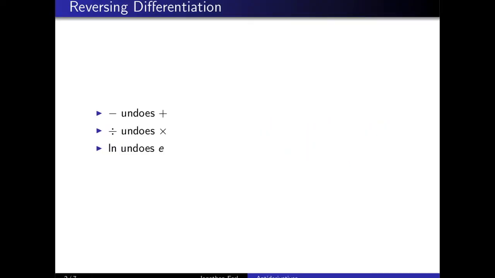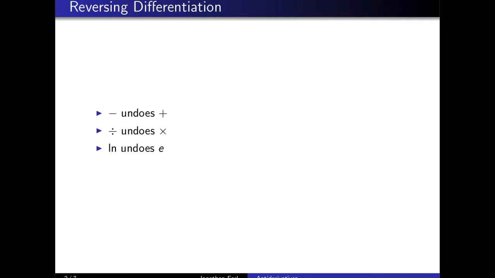Okay, so we want to talk about undoing differentiation, so we should talk about how we undo other mathematical operations. So the simplest one is addition and subtraction. Right? So we add 3 to a number, we subtract 3, we get back what we started with. So that's kind of the idea that we want to aim for with undoing differentiation.